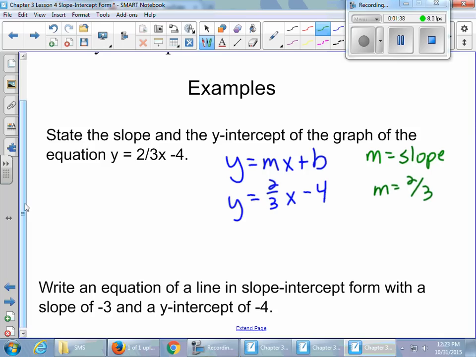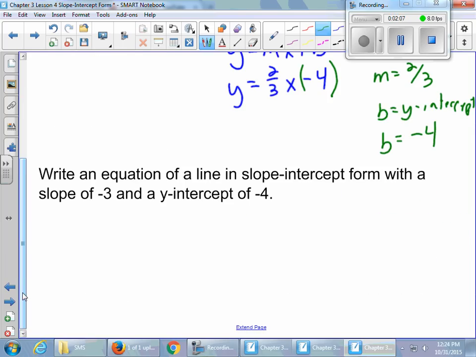Our b equals the y-intercept. Let's go straight down from b. It's a little tricky, but anything after the x is our b and is our y-intercept. So our b, our y-intercept, equals -4. Just be careful on that. Sometimes people will just put 4 down. 4 is not correct. It is -4. That's where our line crosses our y-axis.